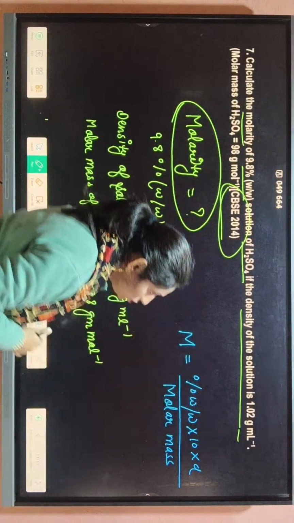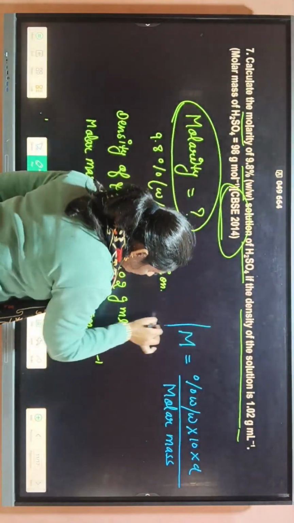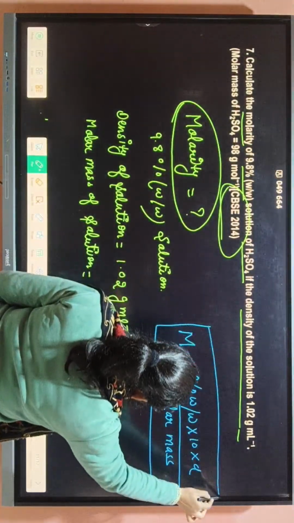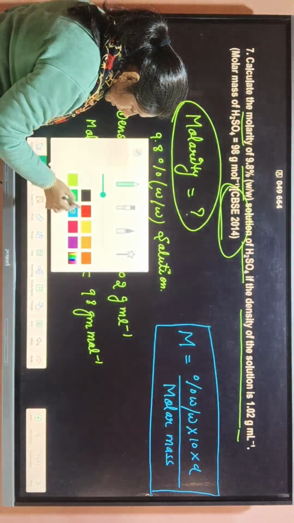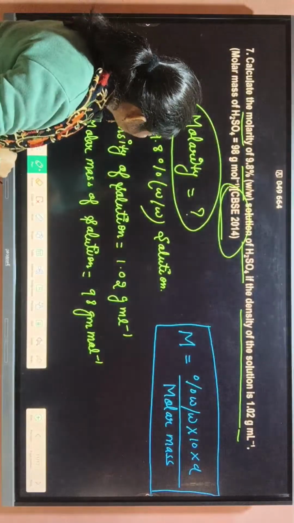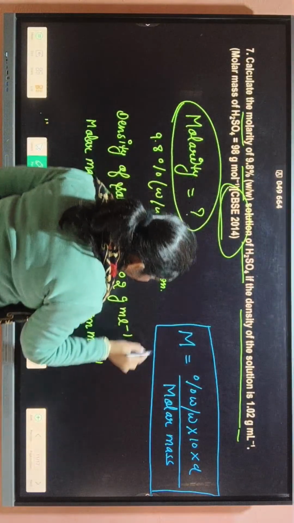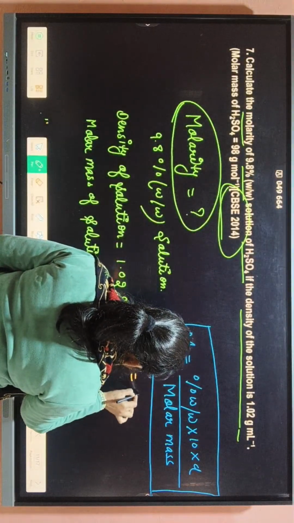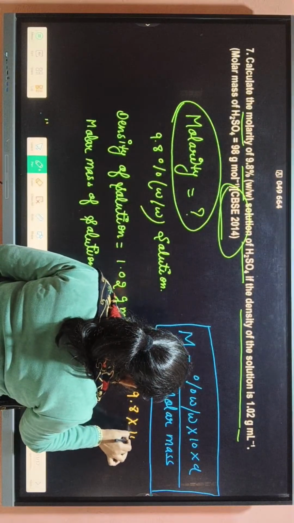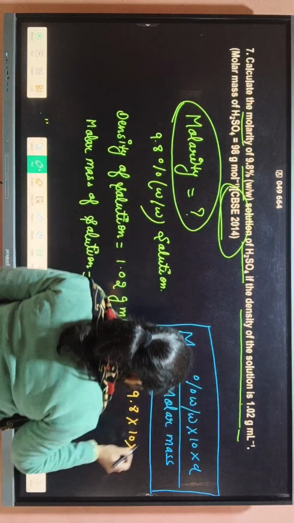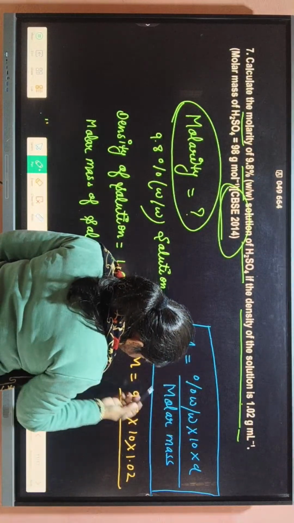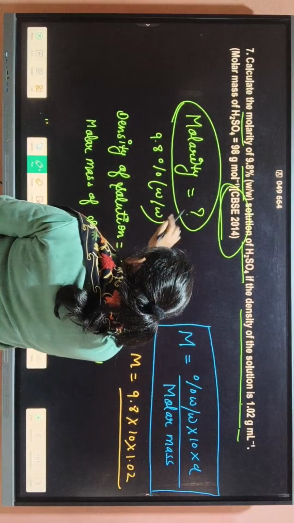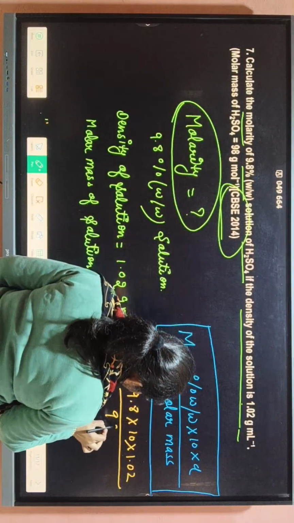By using this formula, which is very simple, you can learn this. Students, by using this formula you can calculate. Here you will check: percentage is given as 9.8, put the value 9.8 into 10 into density, which is given as 1.02, divided by molar mass, which is given as 98, so 98.